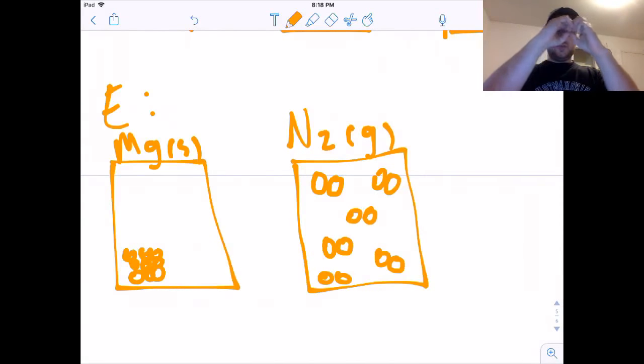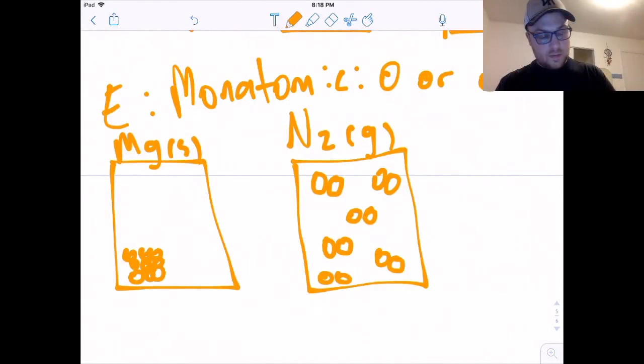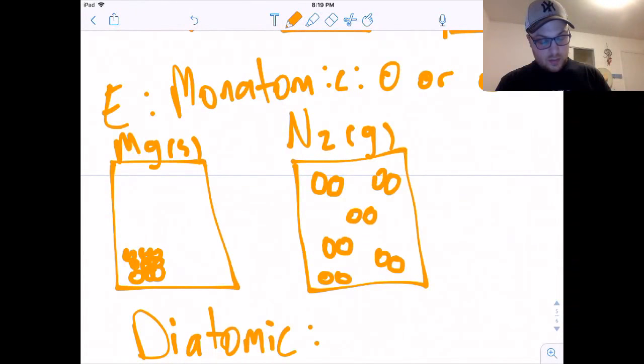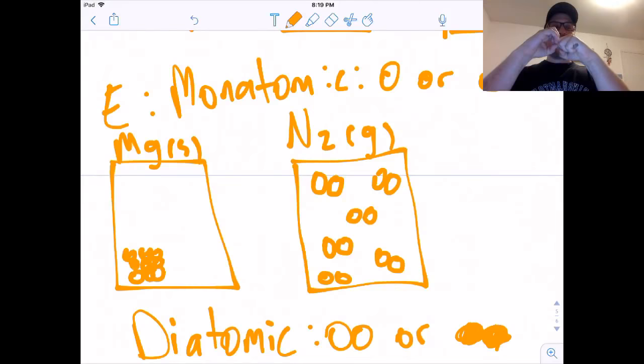So a monatomic element you represent using one particle. And then a diatomic element is either like that or both shaded in. Do not make them different colors. If you have an unshaded and a shaded together, like this, that would be a compound, because since they're two different colors, they're represented by two different types of atoms. And that by definition is a compound.